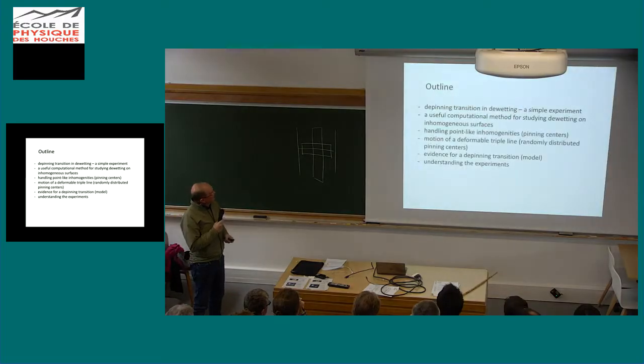Okay, so what I will speak about: first of all, I will show you a nice kitchen experiment, a very simple experiment, the one that Hergé Bet-Bogyan has done to illustrate how you can get a nice depinning transition in this phenomenon. Then I will try to study this phenomenon that we observe experimentally. So we will do a very simple computational model, which is useful for studying this dewetting phenomenon on inhomogeneous surfaces. Then we will see how we can handle point-like inhomogeneities, so pinning centers. Then we will study the motion of a deformable triple line. And then we will see if we can recover what we have seen in the experiments through this model.